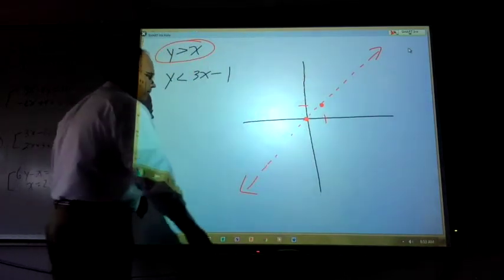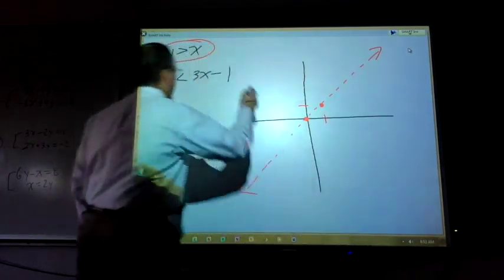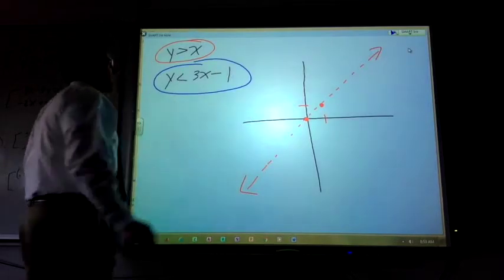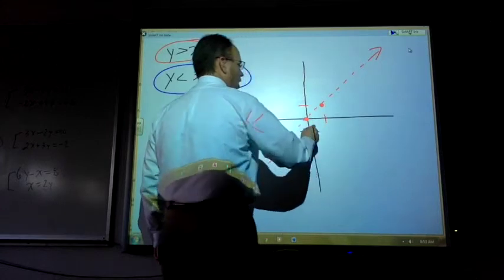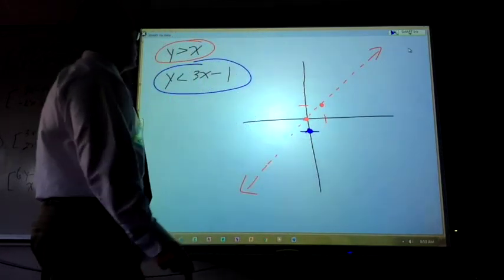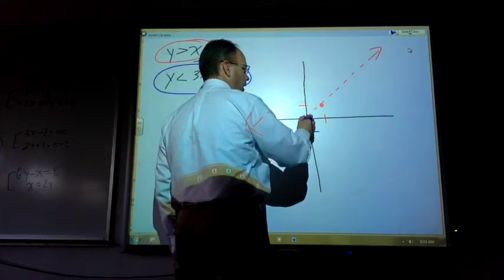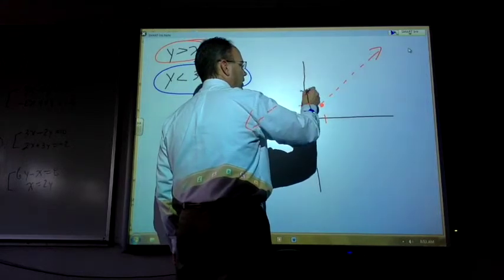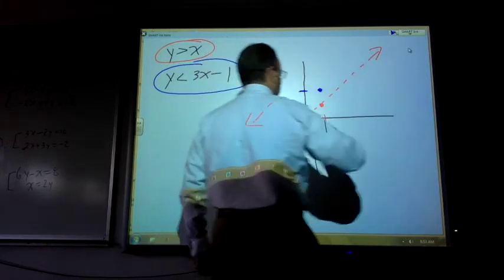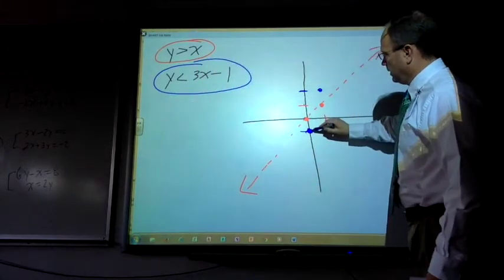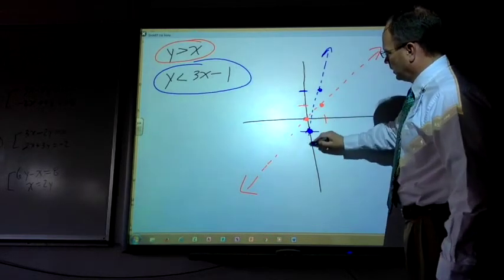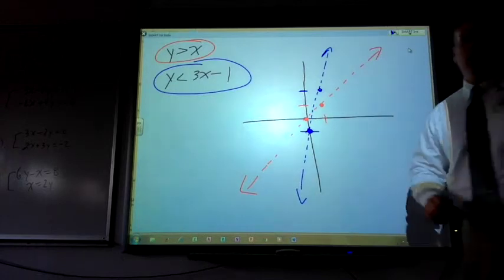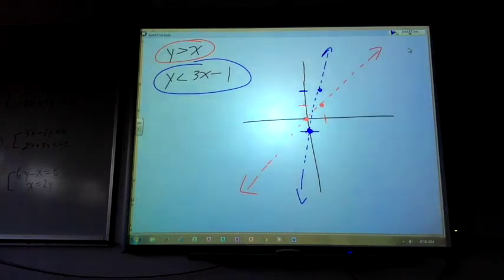Still with me? All right. What's the y-intercept of this line? Negative 1. What's my slope? I'm going to go up 3, so 1, 2, 3 over 1. Solid or dotted? Dotted. Okay, eyes up here, everybody. This will be our last problem.